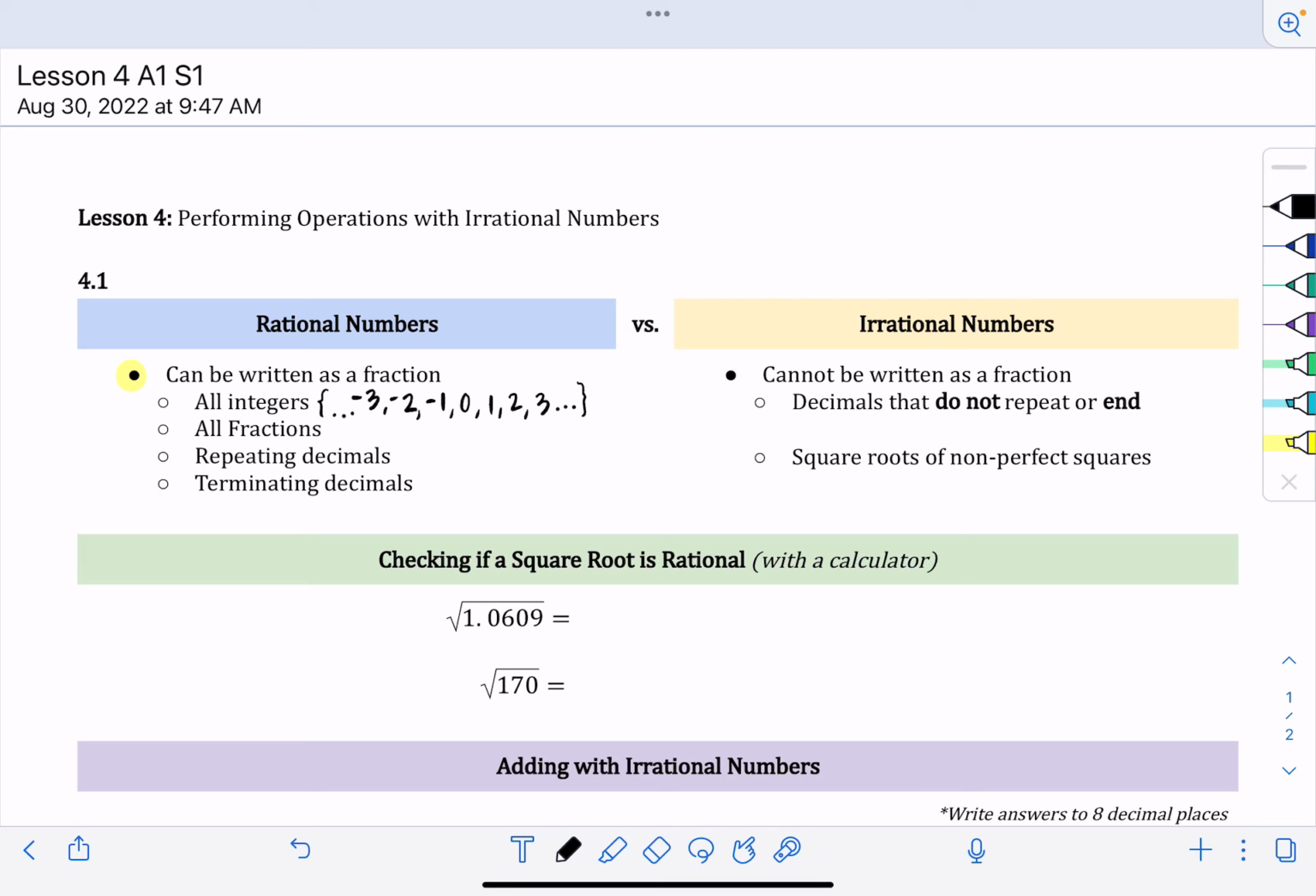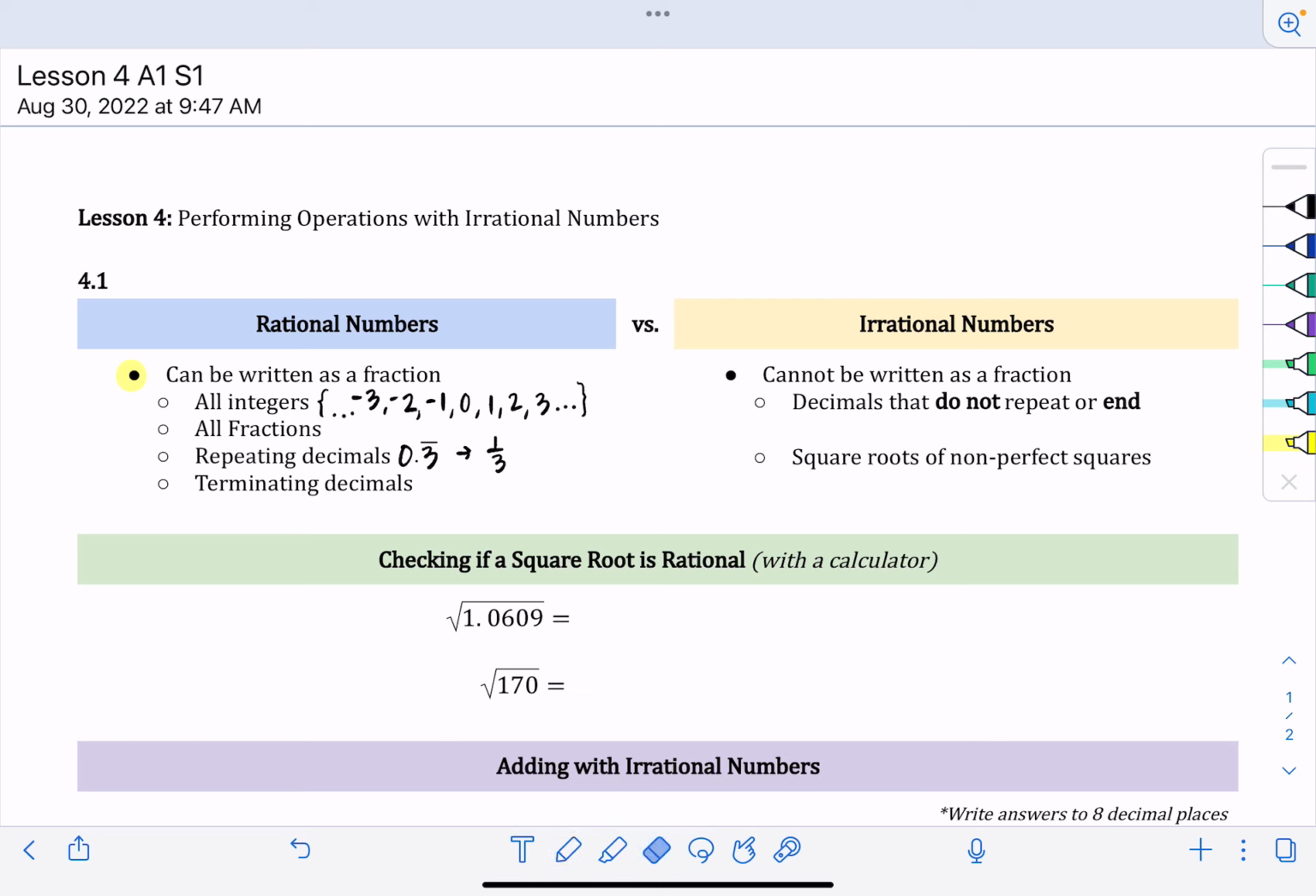And then the next on the list, of course, all fractions can be written as fractions, so they fall under the rational numbers category. Repeating decimals can also be written as a fraction. So for example, if I have 0.3 repeated, that is equivalent to 1/3. And that's the case for any repeating decimal. They can always be written as a fraction.